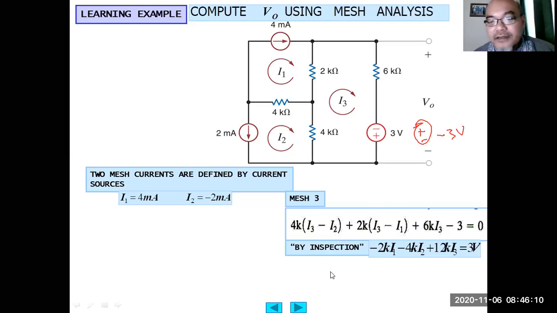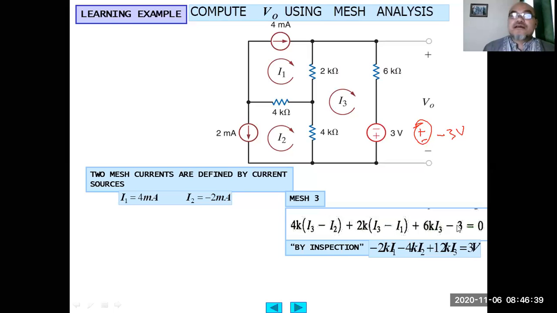So after that, we rearrange the terms according to the loop currents I1, I2, I3. The component of I1 will be from here, negative 2K, because there is a negative here. The component of I2 will be from here, negative 4K I2. The component of I3 comes from here, 4K plus 2K, 6K, plus 6K equals 12K I3.